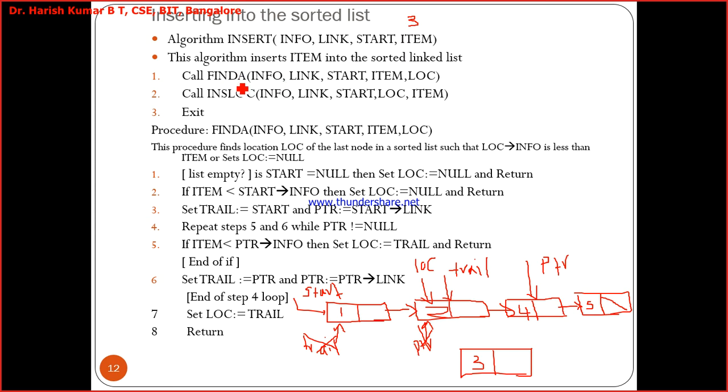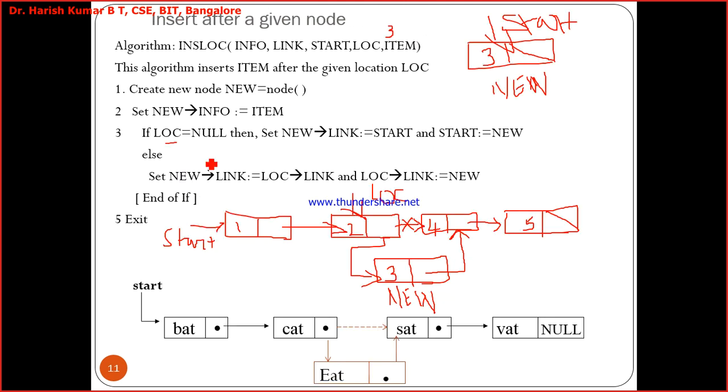Find A is done. Now after that, I just do this. Insert: location I call, info field I'm passing, link field I'm passing, start I'm passing, and then location. What is this location? Location is pointing to 2. That also I'm passing, and item to be inserted, 3, also I'm passing. Now it goes to this algorithm. Everything is passed. Now it creates a new node. The new node I've created is this 3, and new is pointing to this.